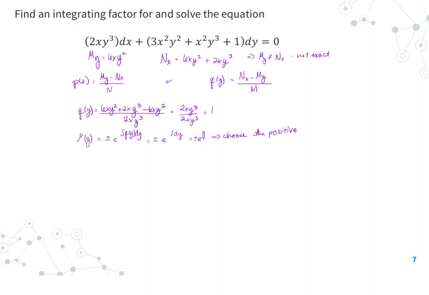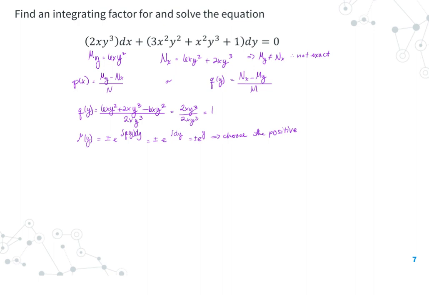Now to find our nonlinear integrating factor, we're going to use mu of y being the positive or negative e to the integral of q of y dy. So in this case, we would have plus or minus e to the integral of 1 dy. And the integral of 1 dy is just y. So we have an integrating factor of plus or minus e to the y. And I'm going to choose the positive again. I always choose the positive. So this is where we ended.